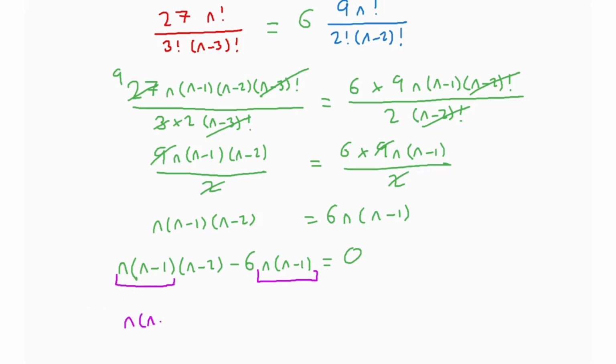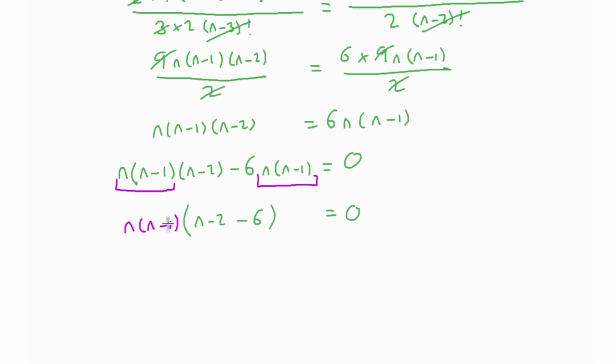So I get n(n minus 1). And then what am I left with? Here I'm left with n minus 2, and here I'm just left with minus 6. And that's all equal to 0. Which means I have n(n minus 1)(n minus 8) equal to 0. Which means n is either equal to 0, 1, or 8.